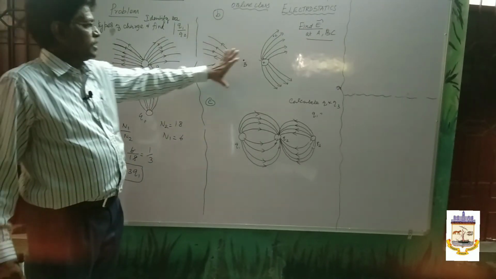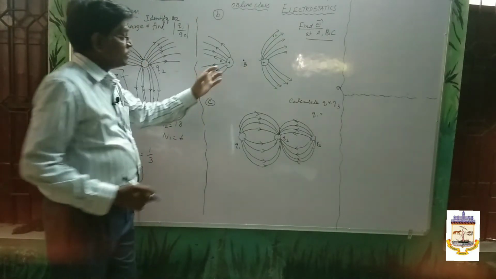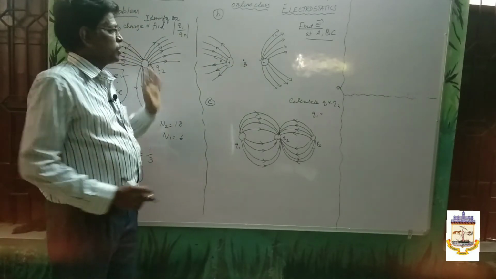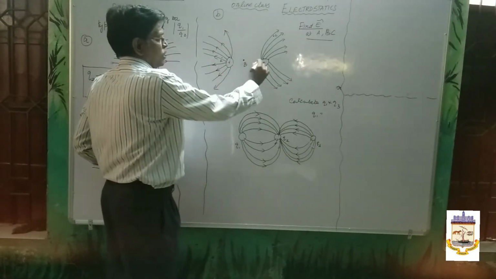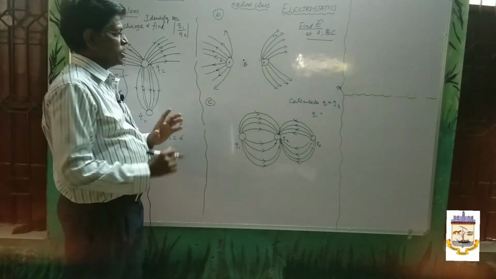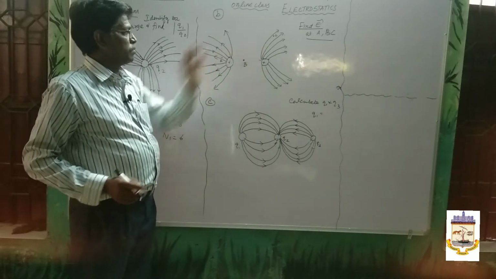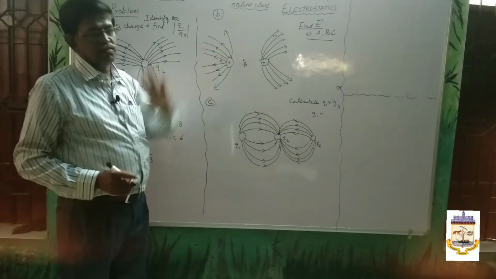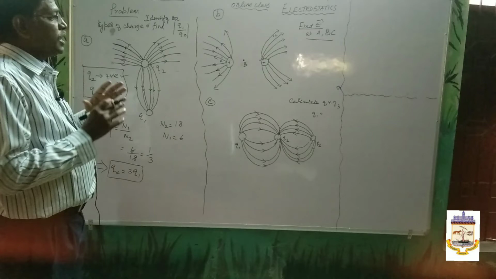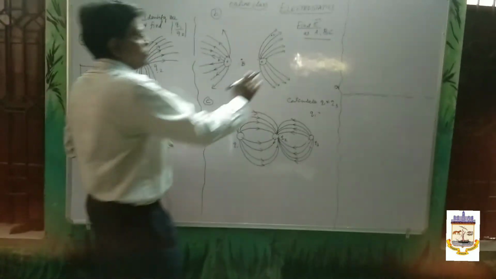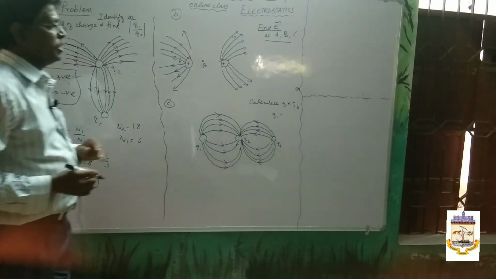I have drawn the configuration here. The 2 positive charges, here the type of charges are mentioned. Okay. Here the lines are moving away. Since 2 positive charges are there, it is repelling. See, 3 points are marked A, B, C. What we have to find is in which place the electric field is more, or we have to find the electric field at these 3 points A, B, C.